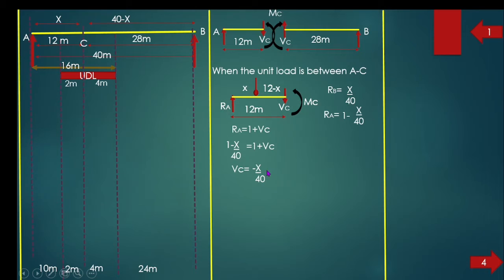So basically, if we want to get the coordinate of any point from A to C for the shear force, we have to apply this equation.